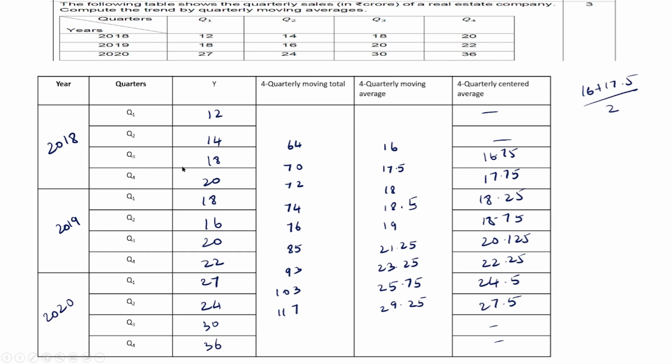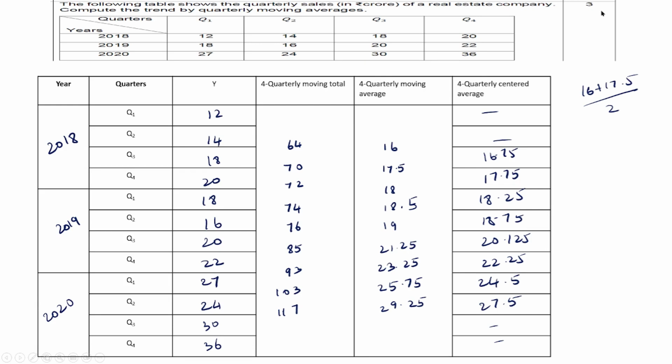So here we have the actual value for Q3, and this is the 4 quarterly centered average. Here we have the actual value for Q4, and here we have the 4 quarterly trend value for Q4, and it goes on. But if we are having 4 quarterly moving average, we will get it in between the quarters, which we do not want. We want it for each of the quarters. Only then we can compare the actual value and the trend value. So this is how we have to go about finding the 4 quarterly centered average.